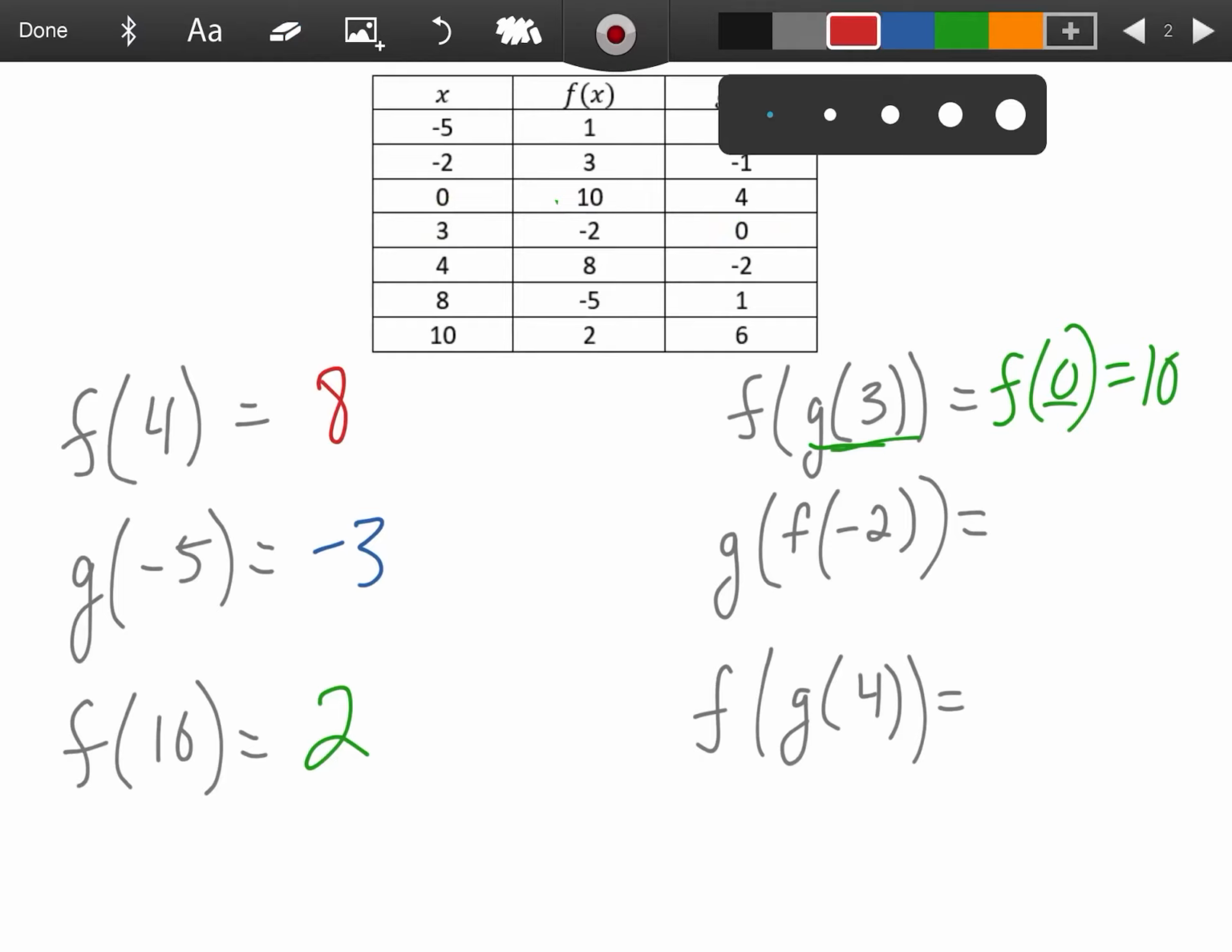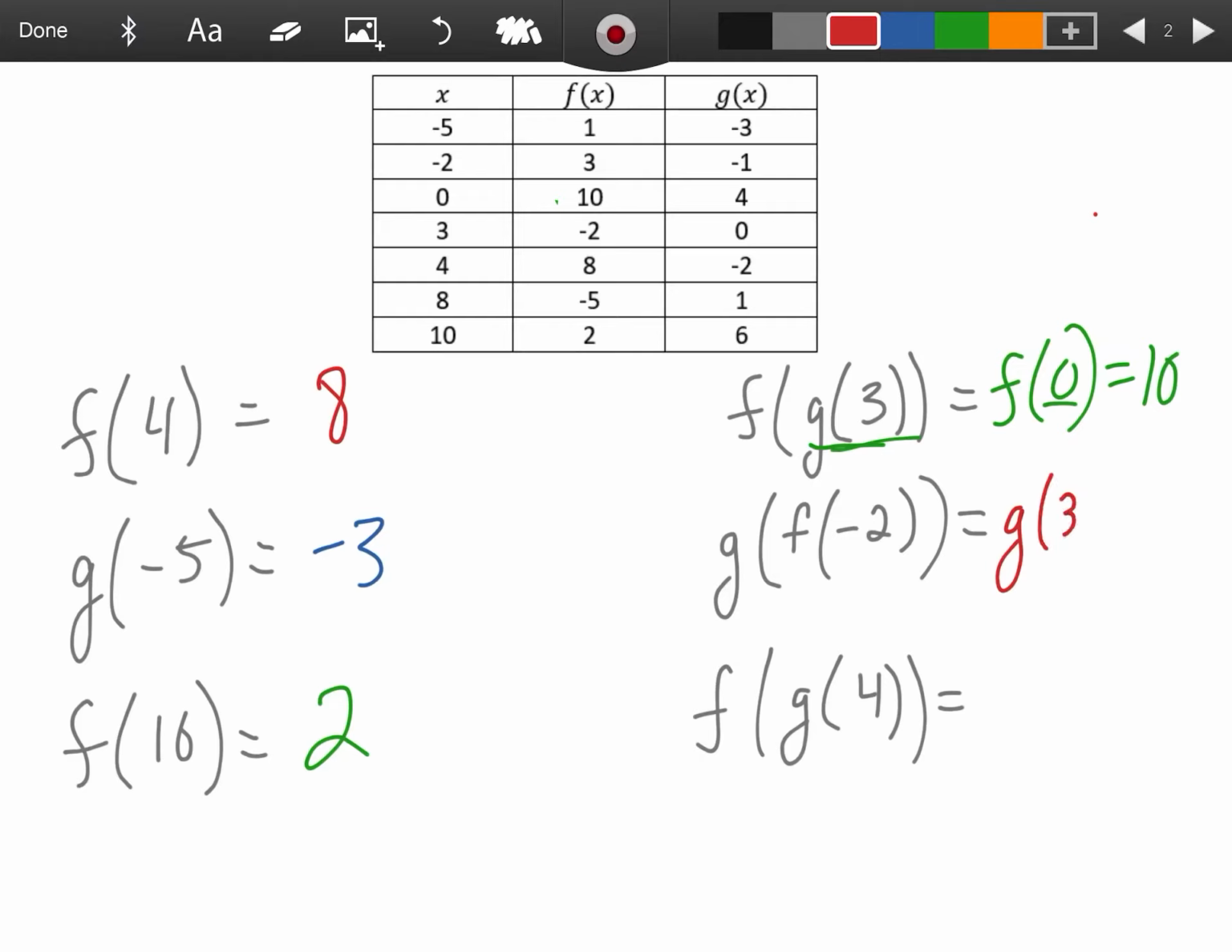All right, for this next one, let's go g of f of -2. Well, f of -2 is 3. So this is the same thing as g of 3. And g of 3 we just saw was 0. All right, moving it right along. f of g of 4. So g of 4 is -2. So that's the same thing as f of -2. And f of -2 is equal to 3. That's the one we just saw there.